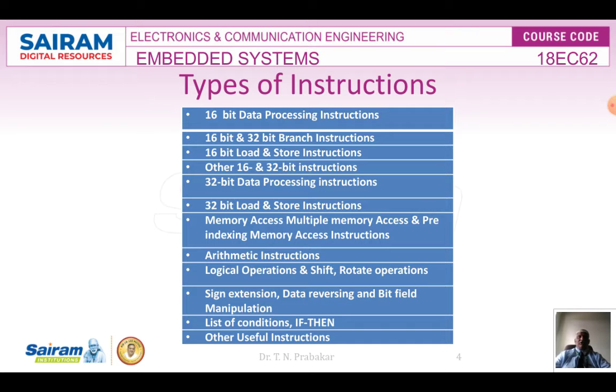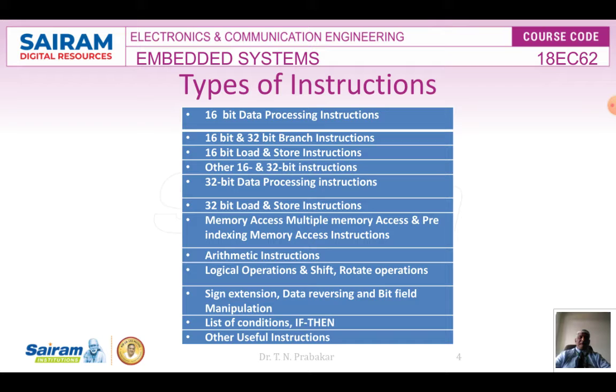So the sign extension is, without changing the positivity or negativity of the symbol, I am going to increase the size of the data. That is called a sign extension. Data reversing: we can transfer the bytes from the most significant byte to least significant byte, or least significant byte to most significant byte. So some sort of reversing operation is again possible.